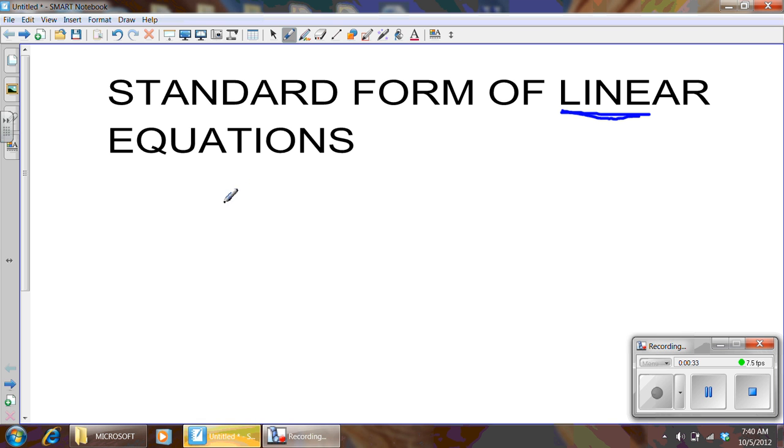Standard form of a linear equation is pretty simple, and it's actually going to allow us to do some shortcuts with graphing. But today we're going to take it slow. We're just going to learn what standard form looks like and how to turn it into standard form. And we're also going to do it with integer coefficients. And I'll explain what that means in just a moment.